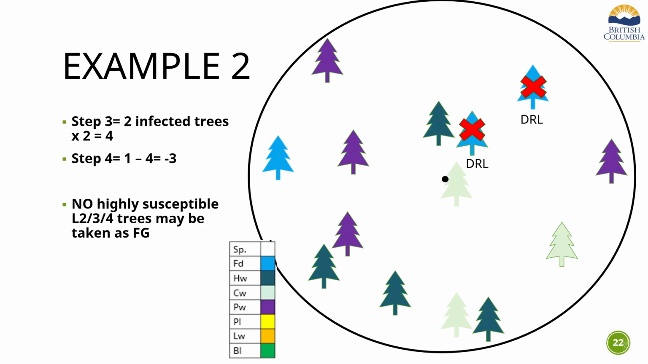Then for step 3, we multiply the number of infected trees by the multiplier, which is 2. So 2 times 2 equals 4. We then subtract this from the number from step 2. So 1 minus 4 gives us negative 3. So that means we can't take any highly susceptible species as free growing. But that's okay. That only eliminates this fir.